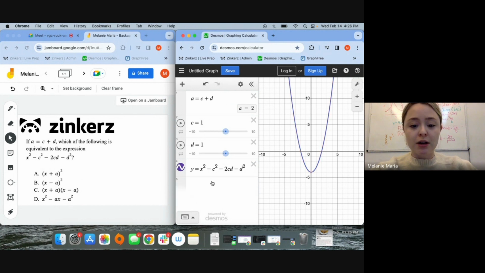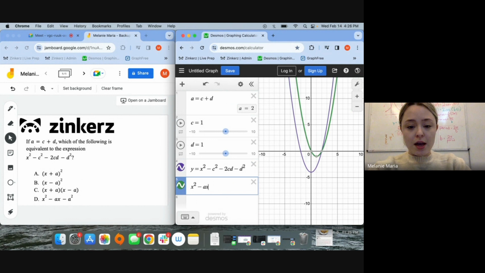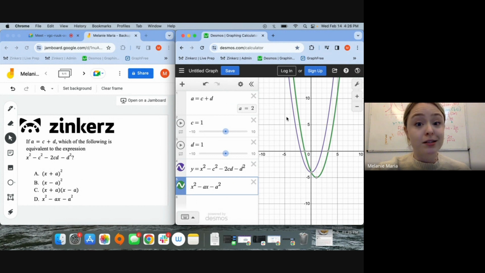And just to make sure, let me show you here that D is not going to work. X squared minus ax minus a squared. We can see that green parabola does not match up with our purple one. So again, all I did was just plug in the given information of the question and then match each one of my answer choices to the picture that Desmos gave me.